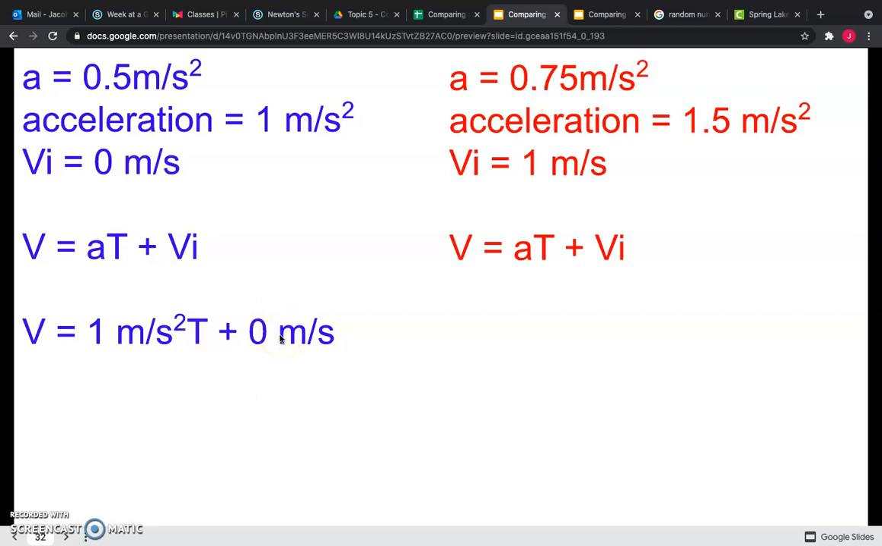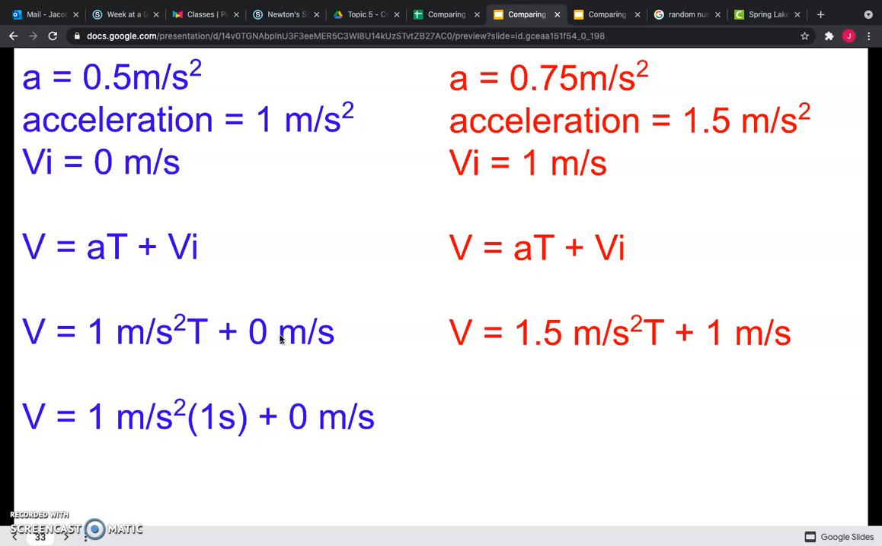Okay, and then we're going to do the same thing for Amaya. So we're putting in 1.5 meters per second squared for Amaya's acceleration, and then her initial velocity is 1 meter per second. Okay, and so then after that, what we're going to do to each equation, because the question asked how fast were they going after 1 second, is we're going to put in 1 second for time. So we're going to take 1 meter per second squared times 1 second plus 0 meters per second. Okay, and so 1 times 1 is 1, plus 0 would be 1. So Mumtaz is going to be moving at 1 meter per second after 1 second.